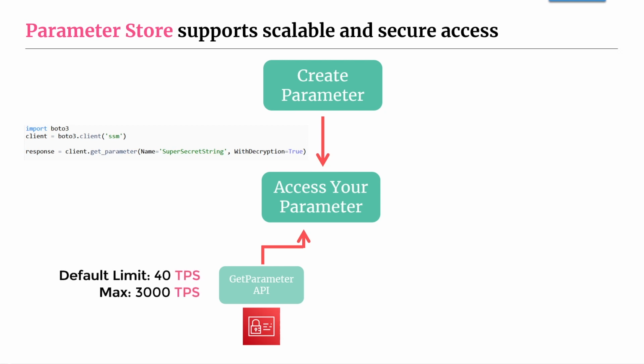Some details in terms of throughput. The default limit is 40 transactions per second. However, this is upgradable. You can go up to 3,000 transactions per second according to the documentation. So if you have some very chatty applications, parameter store will have no problem handling that. And I suspect that they can actually raise this limit even more. You may need to file a support ticket in order to get that done.